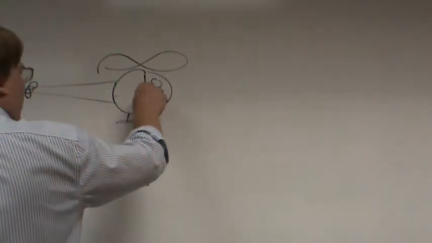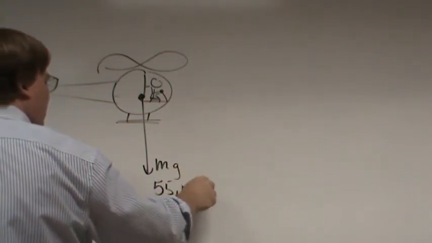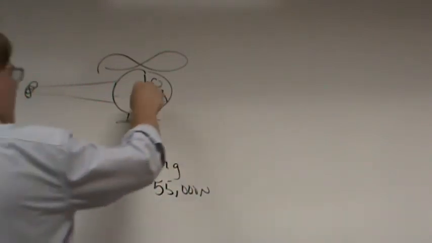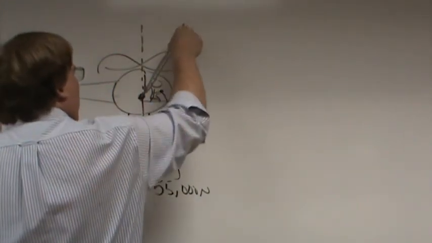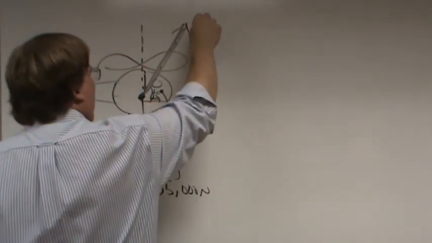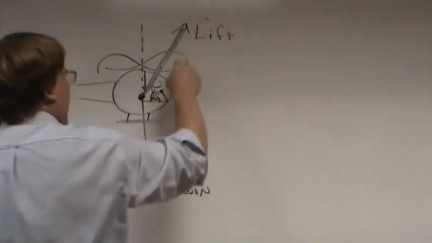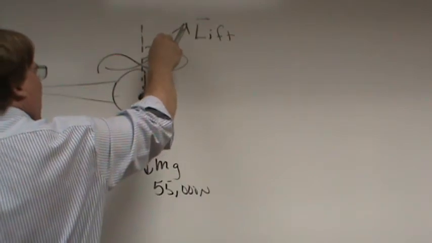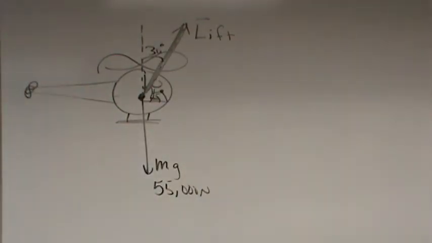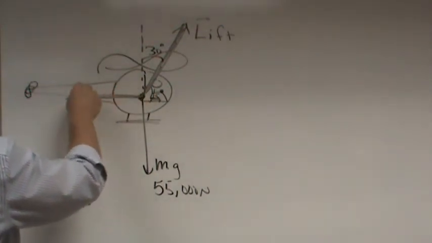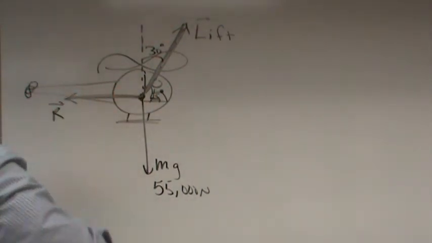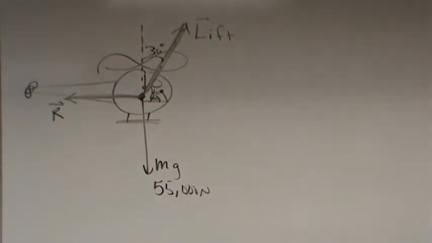There happen to be three forces acting on this helicopter. You've got the weight of the helicopter, which is known to be 55,000 newtons. You've got the lift of the blades, which is acting at a 30-degree angle to the vertical. And then the third force is air resistance, because it's moving horizontally at a constant velocity.